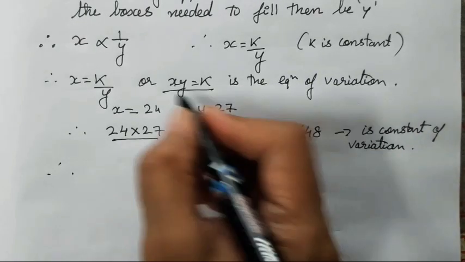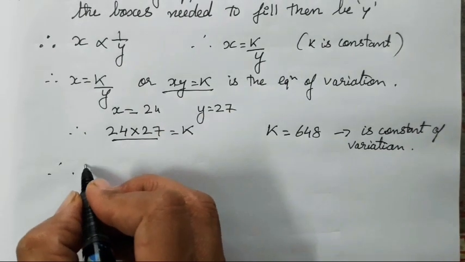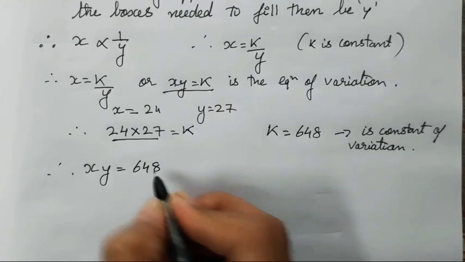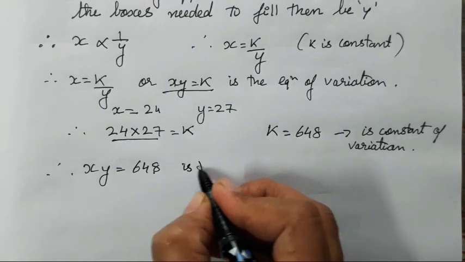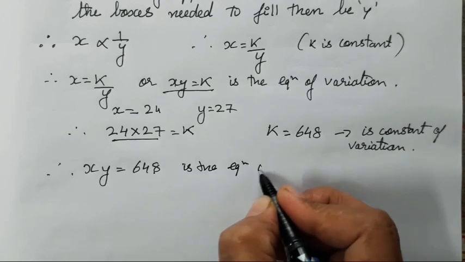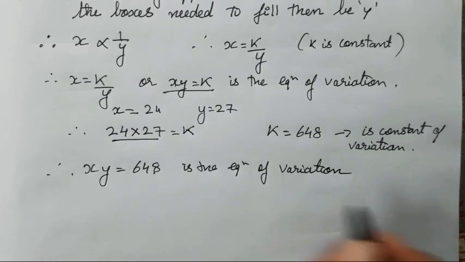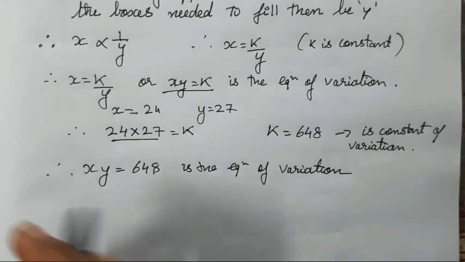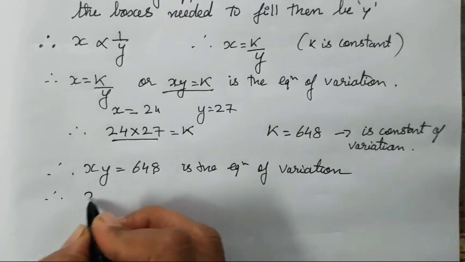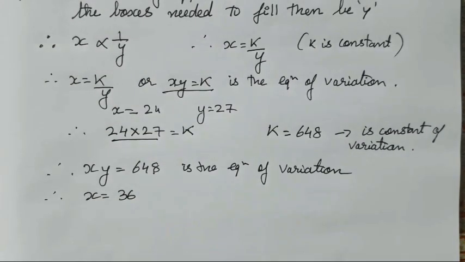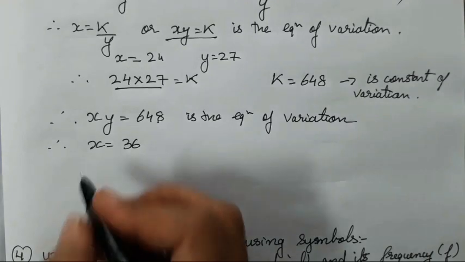Okay, so therefore from the same formula xy is going to remain the same. xy is equal to 648, meaning in place of k, you all have to write this is the equation of variation. Next we have to substitute the value of x. 36, isn't it? Therefore x is equal to 36. In the second boxes, isn't it? There were 36 apples, so you all have to find it.